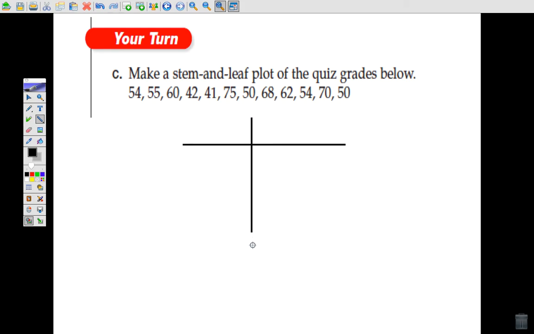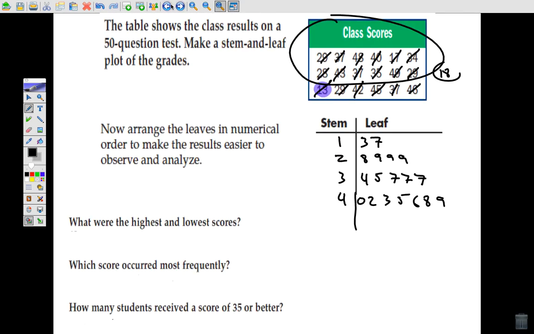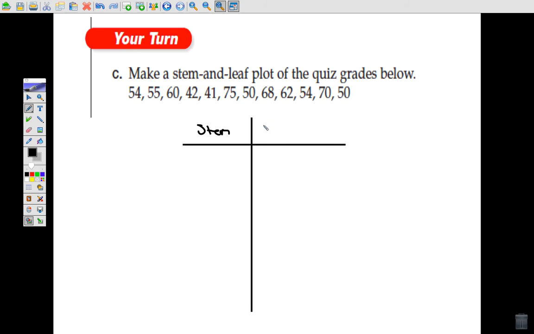So let's do stem, and we'll do leaf. We start, what's the smallest number? Smallest, I have 50s. Do I have any 40s? Yep, I got 40s. So I have a 41 and a 42.